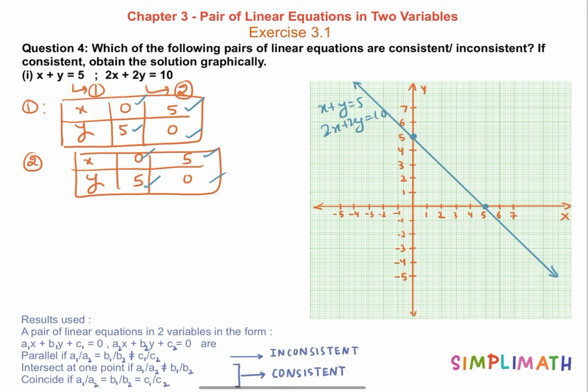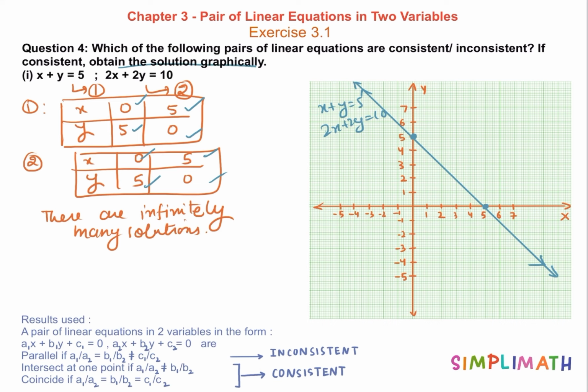Alright, now we know that both the lines are coincident, right? So we are asked to find the solution graphically. So what would be the solution? Since the lines are coincident, there are infinitely many solutions. Why? Because this is also a solution, this is also a solution, this is also a solution. Similarly, there are an infinite number of points, so there are infinitely many solutions for coincident lines.